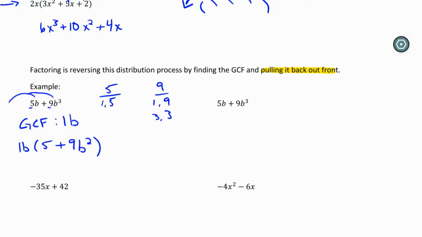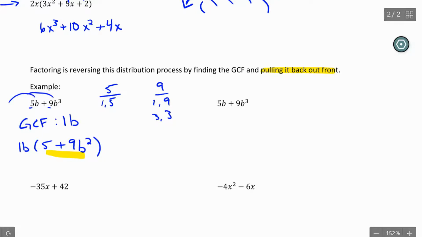And so you can see what we have done here is I have taken this greatest common factor and I have pulled it out of the inside. So I took it out of the 5b. I took it out of the 9b cubed, and that's a dividing step. So once I had that out there, then I write what's left inside the parentheses, right? So this is what's left.